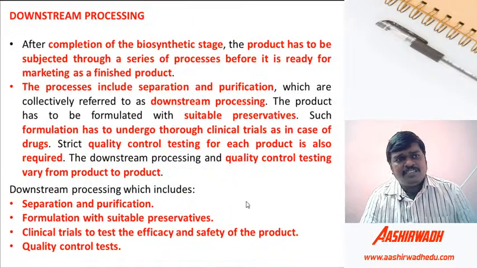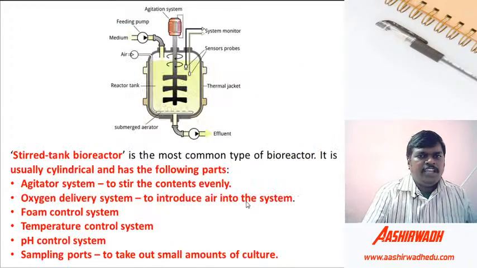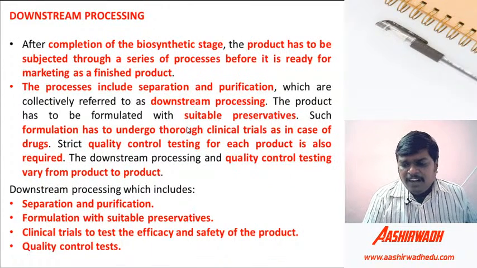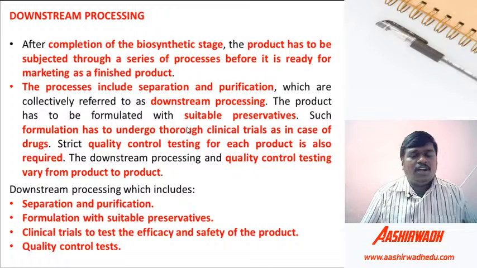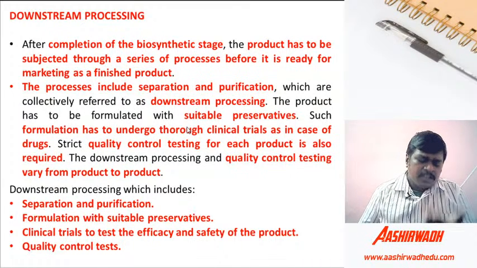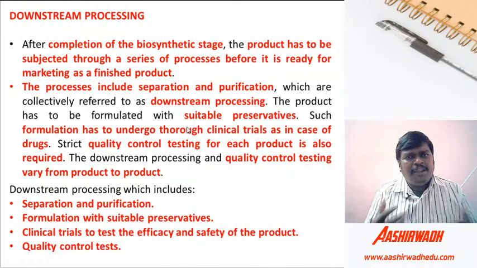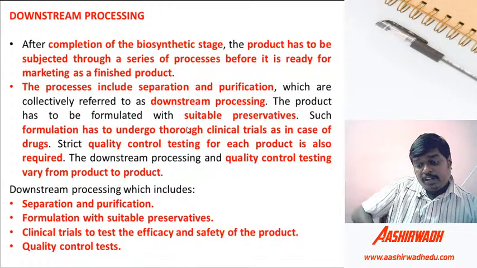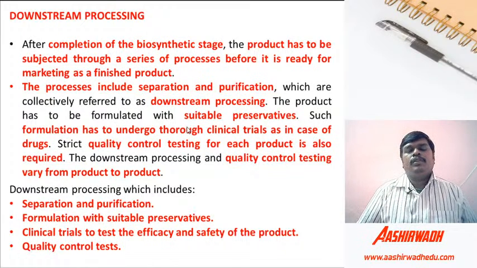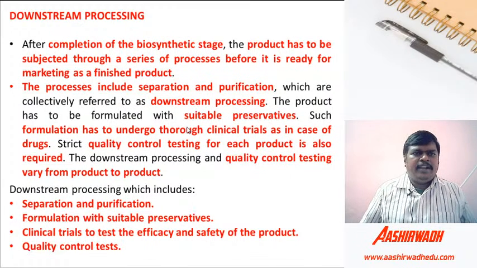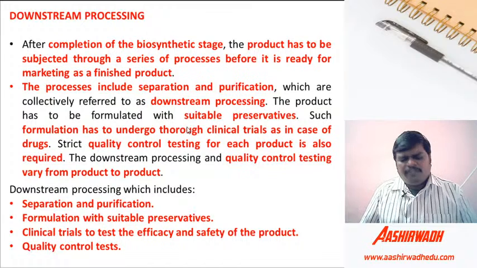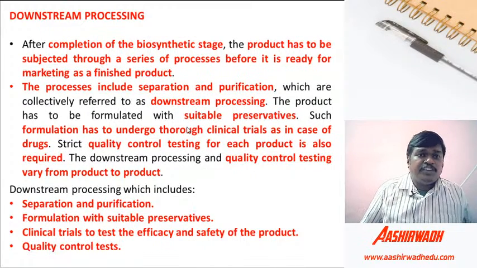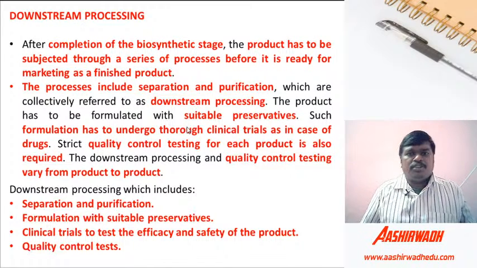And the final process is called the downstream process. With the help of the bioreactors, we can get the product, and it is then subjected to many tests before it becomes a finished product, or before it is released into the market. The process of testing includes the separation and purification process. The separation and purification process altogether is called downstream processing.